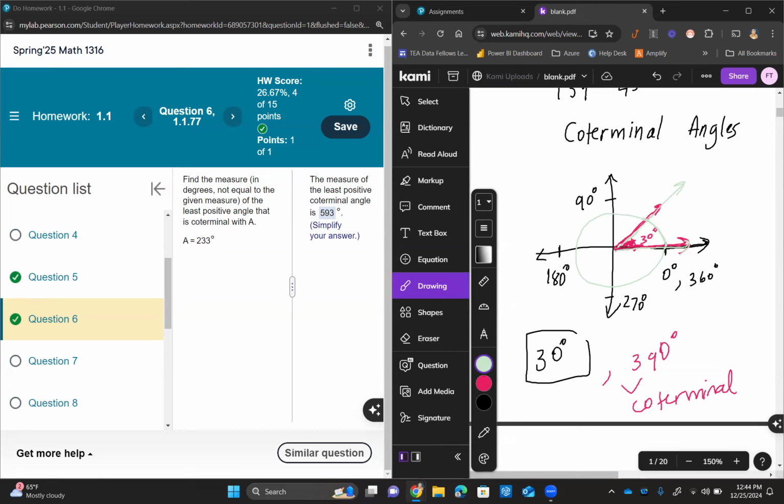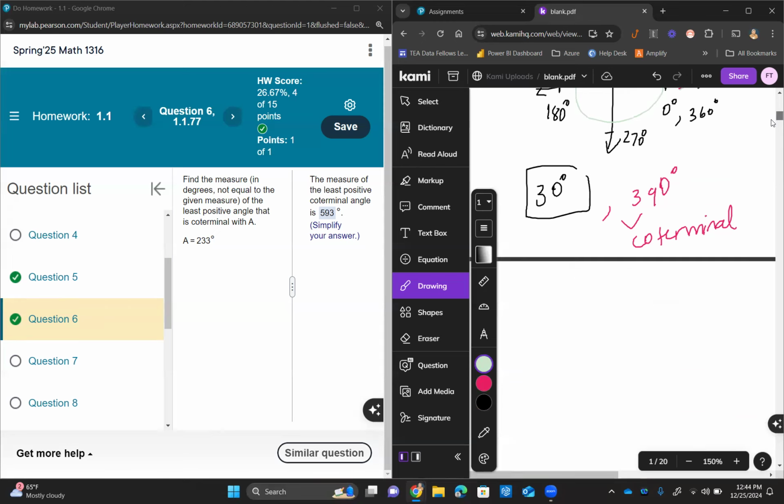If you look at this light green angle, which represents the final destination for 390 degrees, its terminal side is the exact same side as 30 degrees. So these are called coterminal angles. This is the geometric meaning of coterminal angles.